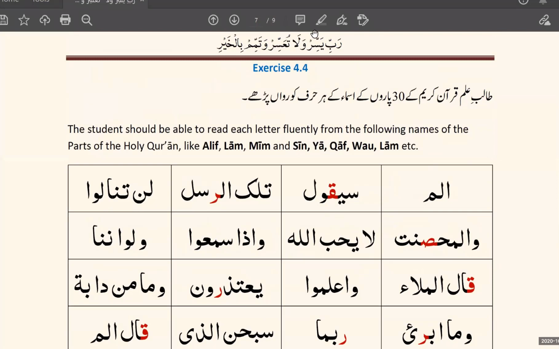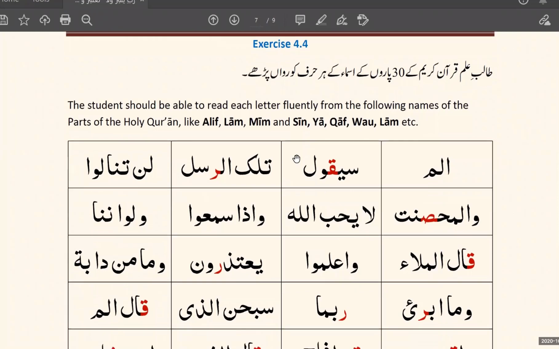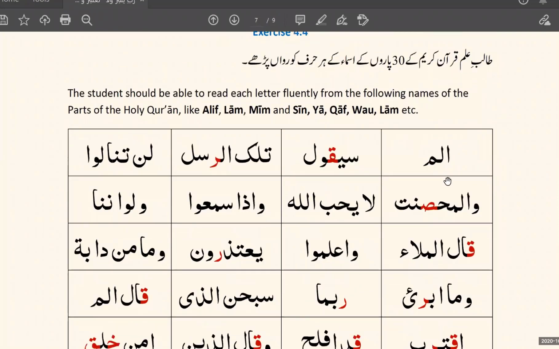As you can see, 4.4, this exercise is about the names of the 30 parts. The Quranic text has been divided into 30 equal parts as far as possible. In early Islam, when the Holy Quran was taught in schools outside the Arab world, especially. So that is the 30 parts. So we start from the first line.